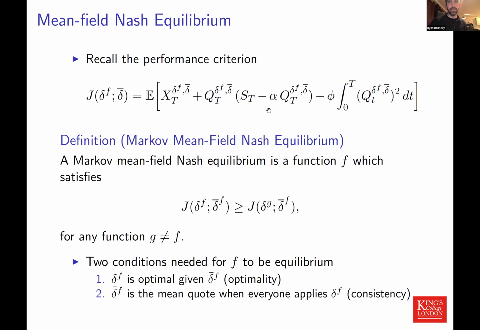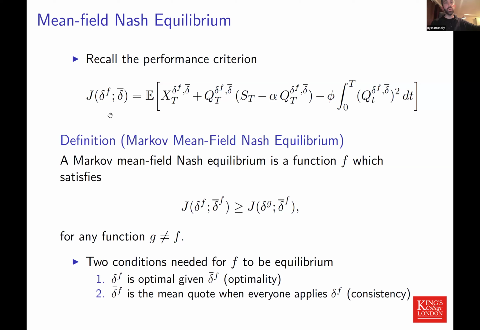So I've rewritten the performance criterion here, so we can see that it depends on two inputs essentially. If I assume a fixed process delta bar, so if I fix the average price that is quoted throughout the entire market, and we imagine that a representative agent knows what the average price process is going to be, then their performance is only going to depend on the pricing strategy that they choose, delta F.